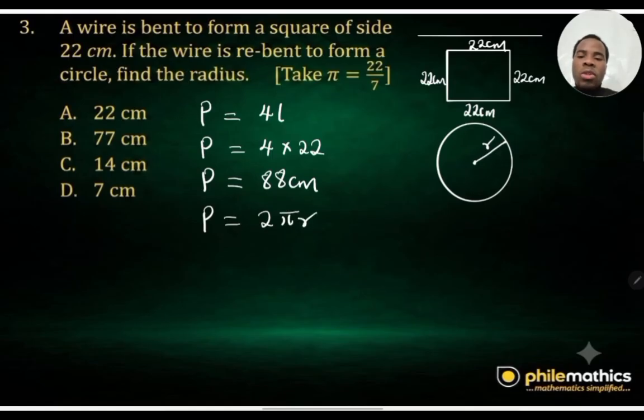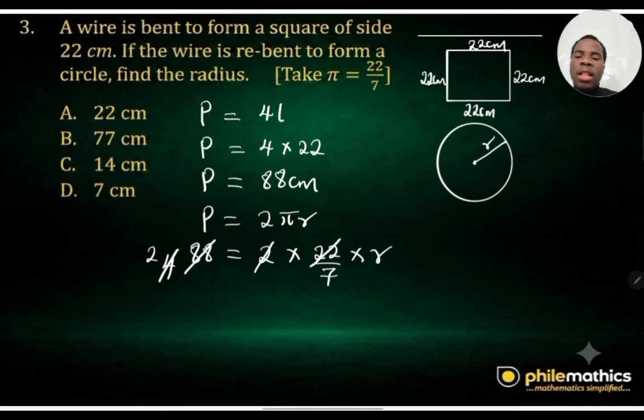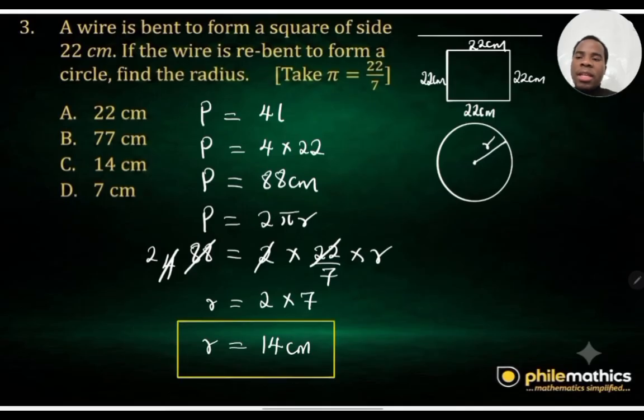We're asked to look for the radius. We have gotten that the perimeter is 88. This is 2, and we're asked to take pi as 22 over 7, and this is the radius we're looking for. Now, 22 can easily cancel 88 4 times. 2 can cancel 4 2 times, and so we are left with radius to be 2 times 7. So we have that our radius is simply 14 cm. So this is our final answer, which leaves us with C.